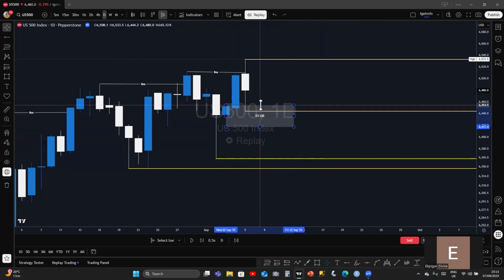How do you mark your order block? You just simply mark from the top to the bottom. You now shade it. All right, you see, price moved like this, then it came back, it tapped in.